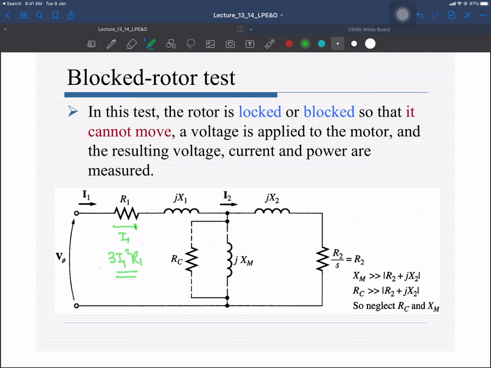Okay, at the blocked rotor state, your machine is not moving. So what about your slip? Slip is equal to (ns minus nr) by ns. So nr is 0, so slip is equal to 1. If the slip is equal to 1, from the equivalent circuit of the motor, this R2 by S will be equal to R2. Or we can say that if you represent this R2 by S, it has two parts, R2 plus R2 into (1 minus S) over S.